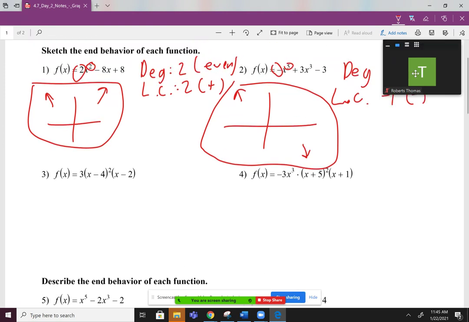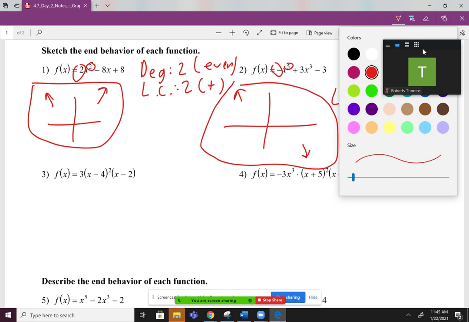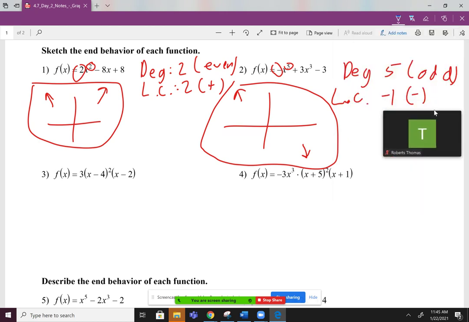Okay, now these next two, we have to remember, these are now in factored form. So in factored form, to find the degree, we have to add up the exponents, okay? So the degree here, I have 2 plus 1 is going to give me 3. I'm not counting anything for the 3 out front because there's no x there, okay? Now that 3 out front is our leading coefficient, so that's 3. And so that's positive, right? Okay.